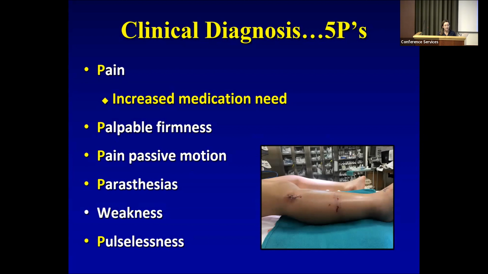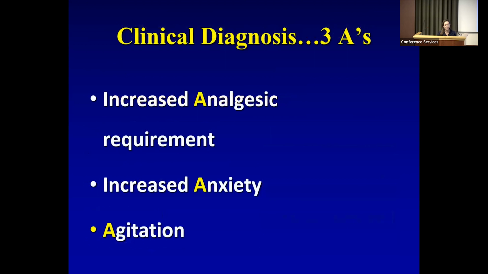So those are the 5 Ps that we talked about that are more what we teach for the adult world and less reliable for kids. Increased pain is obviously the first one. Palpable firmness, so there will be firmness or tightness or a lot of swelling in the compartments when you touch it. Pain with passive motion, paresthesias, there can be some weakness. All these are sort of late findings, and if there's no pulse, then we're really into a late stage of a compartment syndrome. What we want to take home from this talk is the 3 A's.